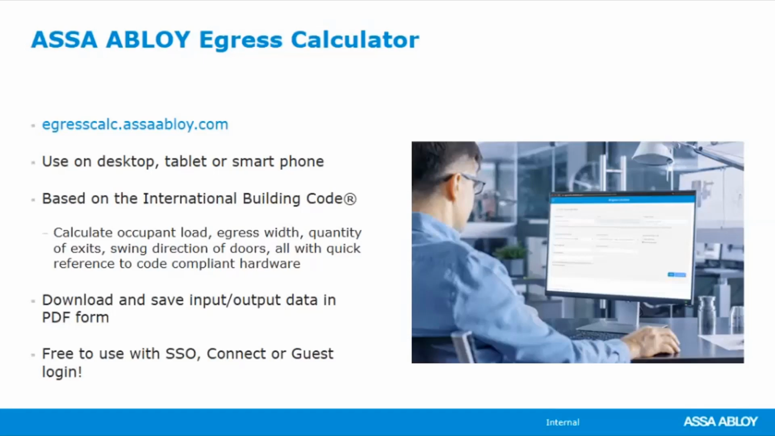You can download and save the input and output data in PDF form, and when you save it with the project name and the date, it also saves your code references for your hardware so that, for example, if you did use delayed egress, it gives you the reference of where you found that you could use that.